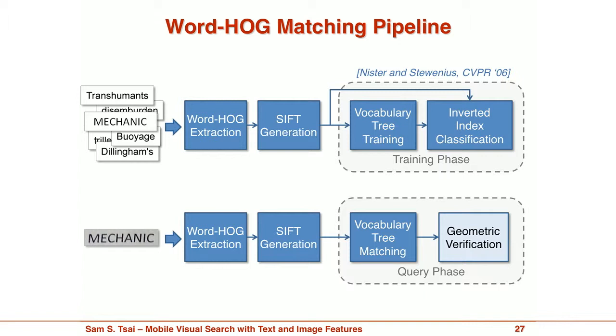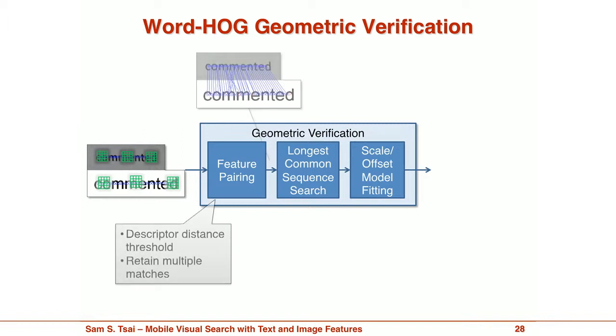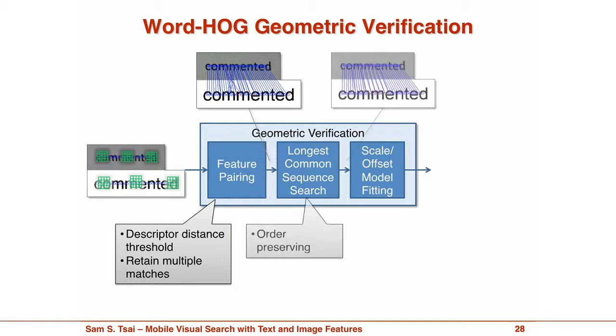However, since we're dealing with text patches and we generate descriptors on a single line, we need to redesign the geometric verification stage. We use the geometric verification method as shown here. Given the feature sets of two word patches, we first pair the nearest neighbor features together based on the descriptor distance. But because we're dealing with text, we use a distance threshold to rule out bad matches and try to keep multiple matches. To rule out the false positives, we search for the longest common sequence of matching feature pairs that preserves the order. This helps us rule out the crisscrosses shown in the connections.